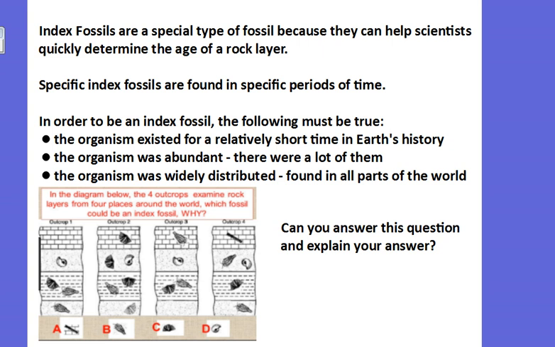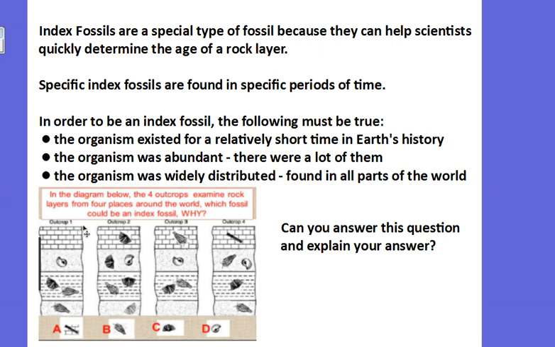Maybe those types of organisms were only on Earth for a few million years or a short period of time. So if you find them in a rock layer, you know that that layer is from a very certain period of time. The organism has to be abundant. There has to be a lot of them. Okay, so they got to be pretty easy to find. And the organism has to be widely distributed, meaning it's found in all parts of the world. So that way, anywhere you find it, you know what age that rock layer is.